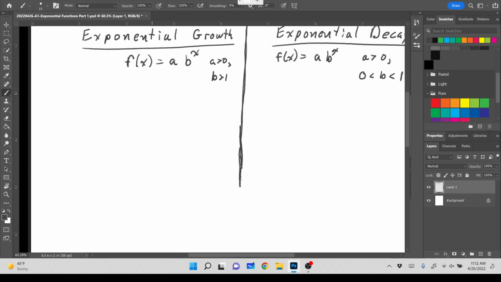Okay, now the way the graphs look of these functions, they look like this. So we're going to draw our axes on here.